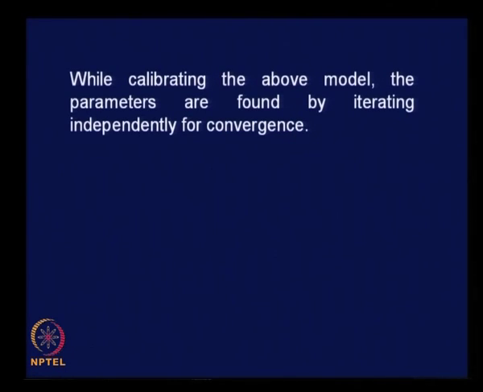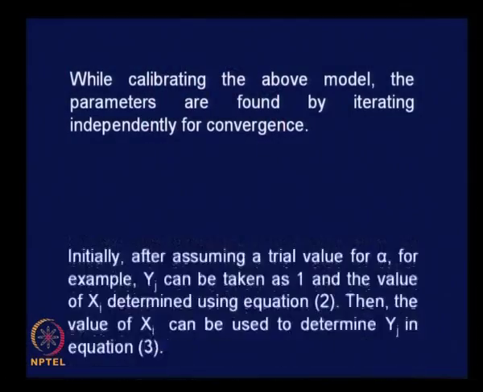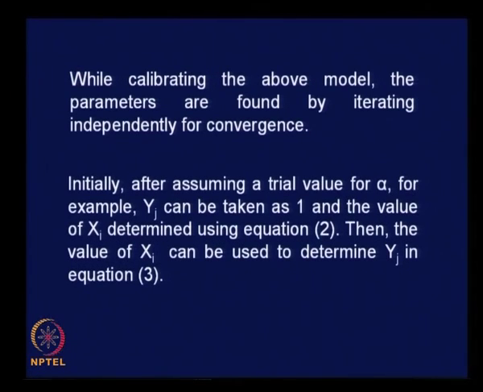While we calibrate the doubly constrained gravity model, the parameters are found by iterating independently for convergence. First we take the equations for Xi and Yj, right, and iteratively see that there is no change when you repeatedly calculate the values of Xi and Yj, so that there is a stabilization. That means the two constraints are taken care of initially, and then we substitute back the values of Xi and Yj in the parent equation. This is what we do.